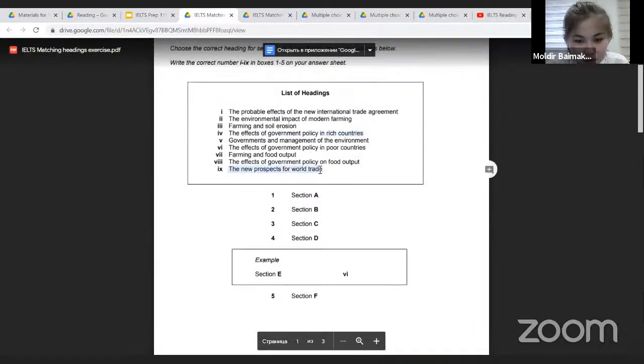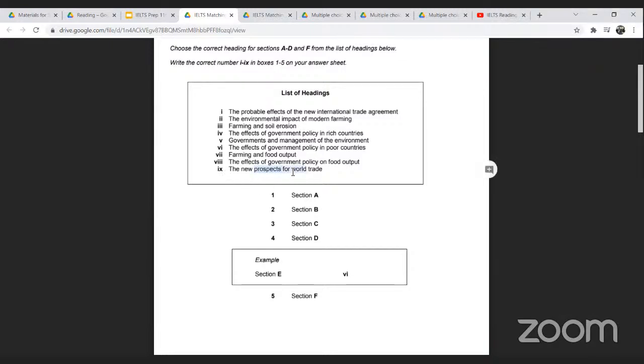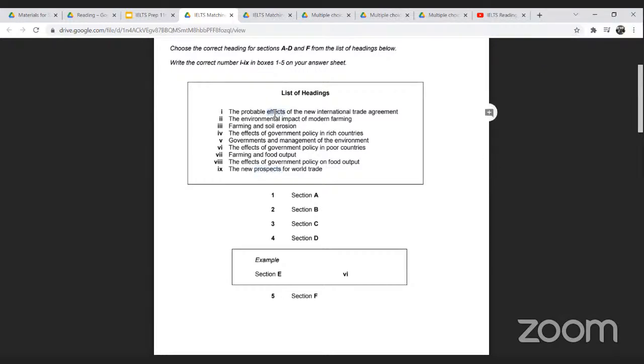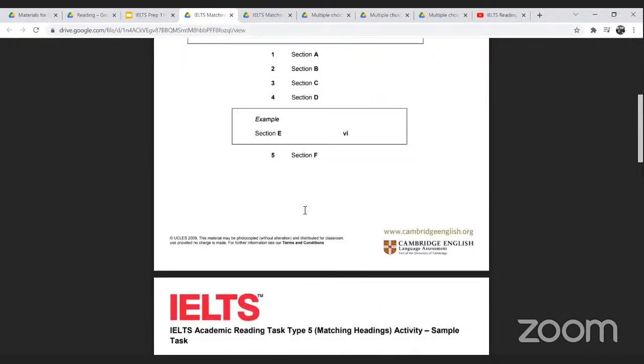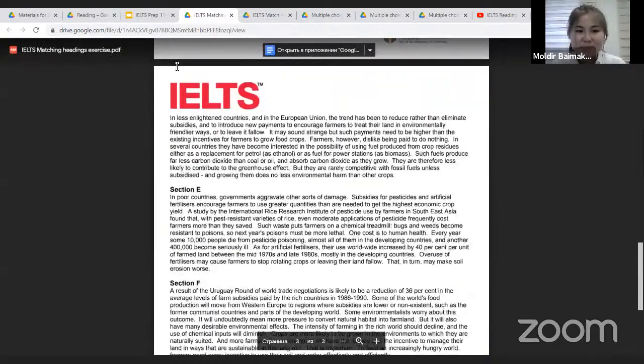The new prospects for world trade will probably affect the new international trade agreement. Так, здесь даже вот стейтменты сами по себе очень похожи, да? New prospects for world trade, the probable effects. Значит, prospect — это как возможности, какие возможности появятся. А здесь эффект. Значит, примерно с этим и проблема появилась?